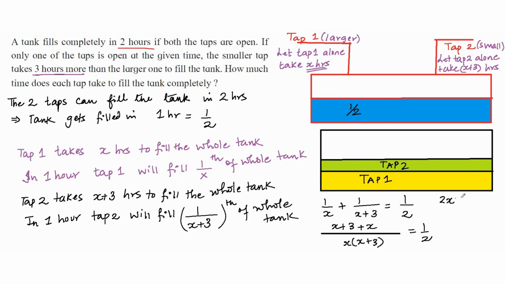So this becomes (2x + 3)/(x² + 3x) = 1/2. Rearranging, I can cross multiply and rearrange this equation. So I am going to get x² − x − 6 = 0, which means x is either 3 or −2.